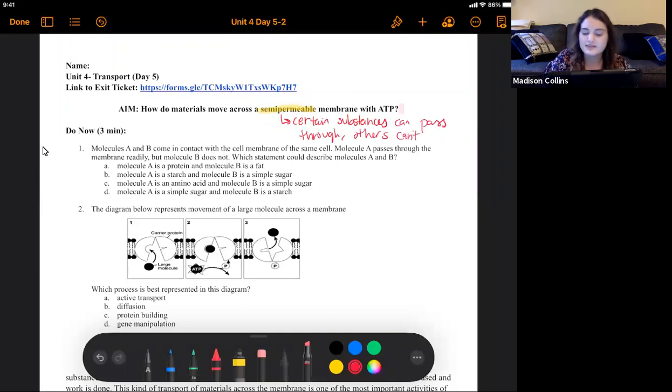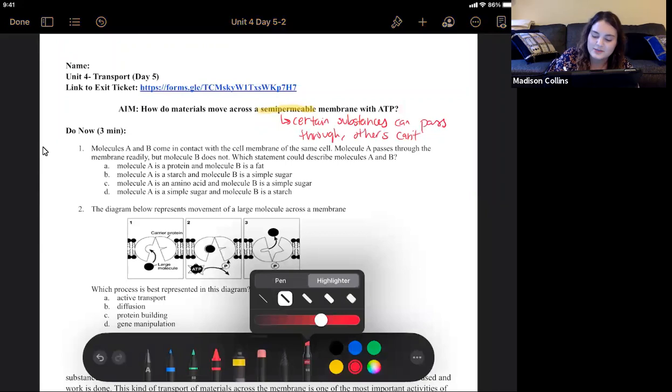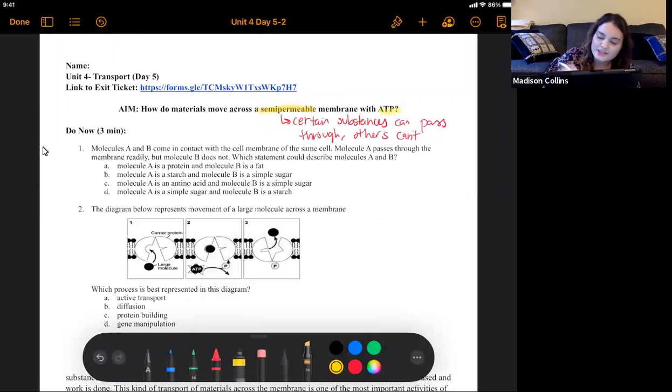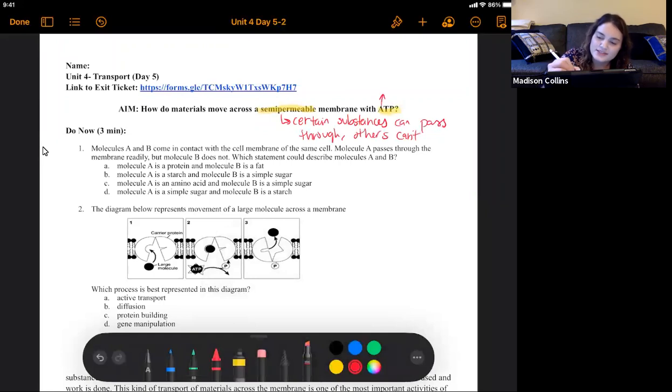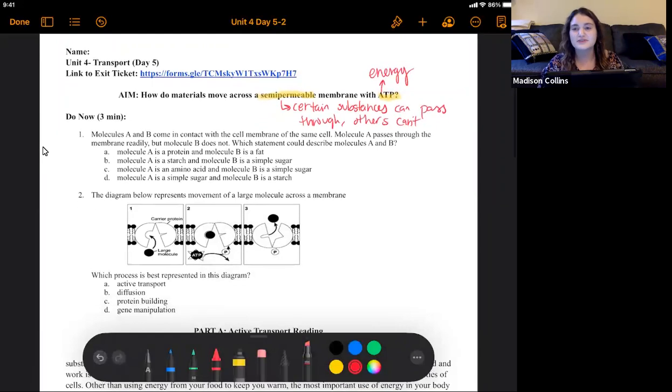All right, and the second thing we need to annotate is this word ATP. Remember that ATP is that cellular form of energy that our cells use, adenosine triphosphate. But I'm just going to write the word energy. What am I writing here? Energy. All right, so as always, you guys have got a do now question.